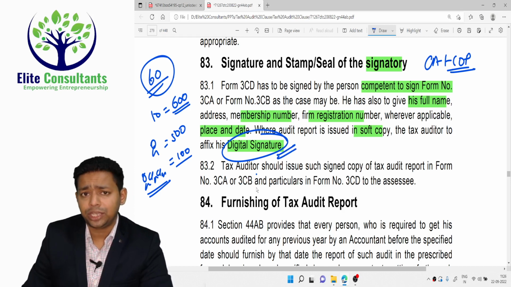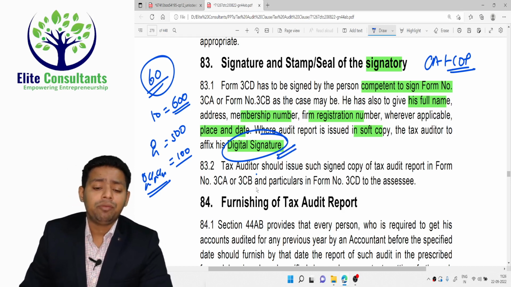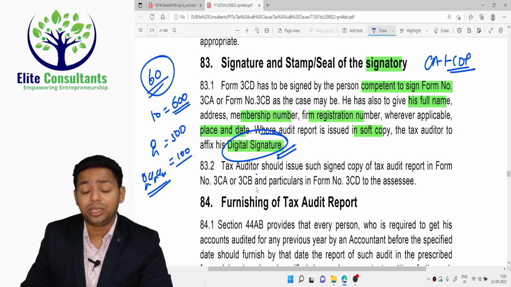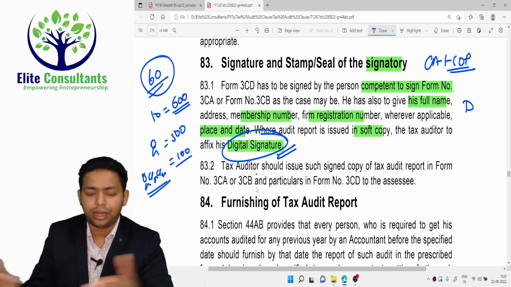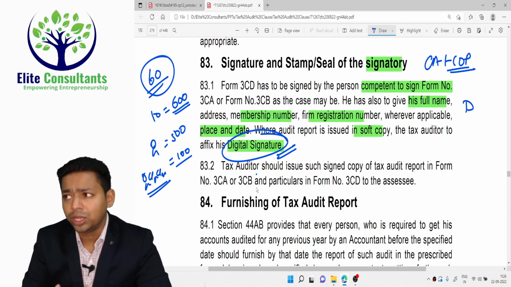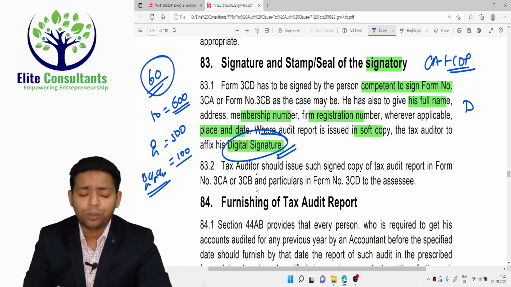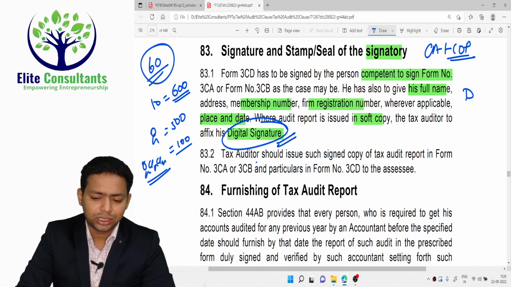In case of digital signature, one point you need to keep in mind: whenever you sign the report with a digital signature, the date of digital signature will by default come there. So the date of audit report and the date of digital signature should be the same or nearby. It cannot have a great difference, and that's the reason people don't use digital signature to sign the report. They do the physical sign only, but we prefer to sign it by digital signature.